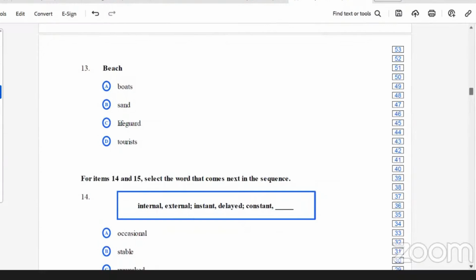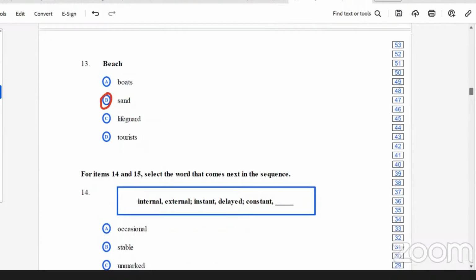All right, so question 13. What is a necessary component of a beach? All right, is it boat, sand, lifeguard, tourists? Definitely sand. A beach doesn't have to have boats or a lifeguard or tourists, but it definitely needs sand to be part of the makeup of the beach.